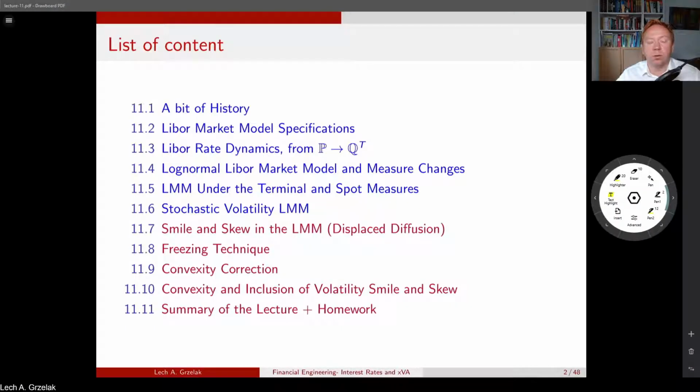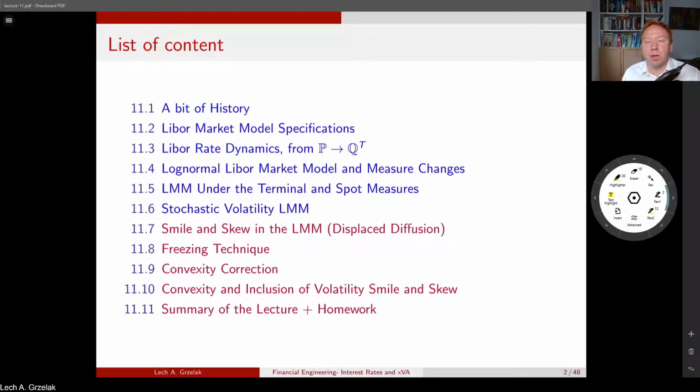Here we will learn what is the convexity correction and how to model it using some model choices that are common in practice. Let's take a look at the content of today's lecture. I have prepared today two blocks. So the lecture is divided in two pieces. And here it is. So we start with a little bit of history.